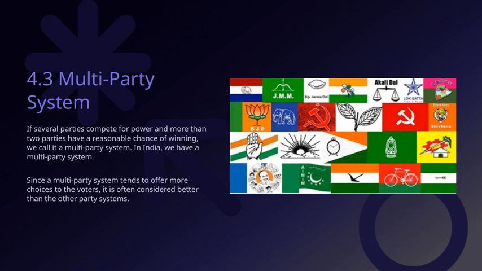In India, for example, we have a multi-party system, which means our voters have a variety of options to choose from, reflecting the diverse interests and communities within the country. This system encourages broader representation and can lead to more coalition building, making our democracy more inclusive. Overall, a multi-party system aligns with the idea of giving power to the people through a wider array of choices, which is a key theme in understanding how different party systems function in democratic nations.